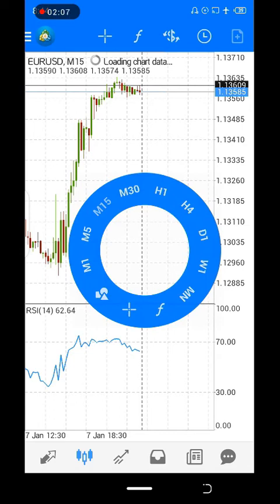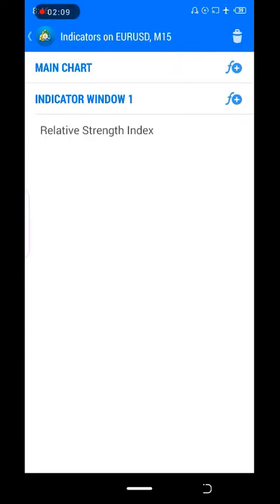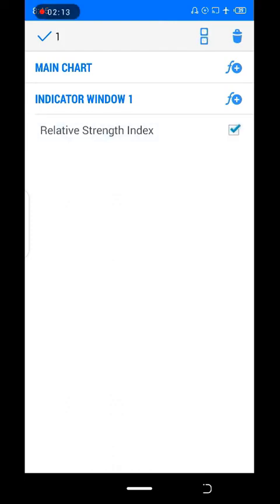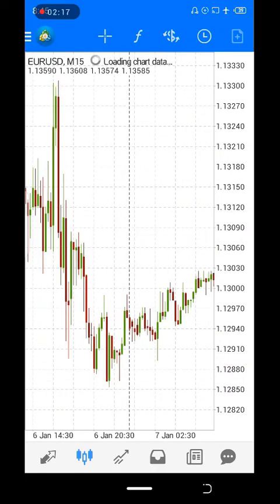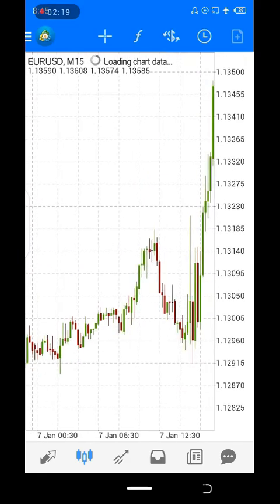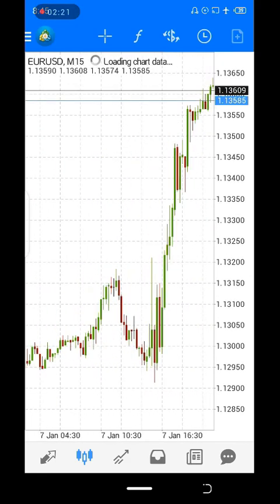When you tap your screen and hit the F, and you want to remove an indicator, you hit this trash bin, you mark the relative strength index, you delete it, and then everything disappears. So this is how to use indicators on the MT4 platform.